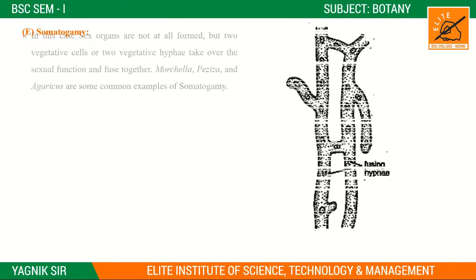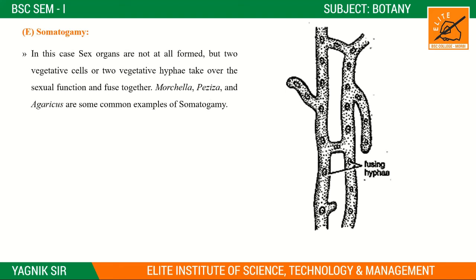Then another is somatogamy. Here the sex organs are not formed at all, but two vegetative cells or two vegetative hyphae perform all the sexual functions. These hyphae or vegetative cells fuse together. Some common examples of somatogamy are Morchella, Peziza and Agaricus.